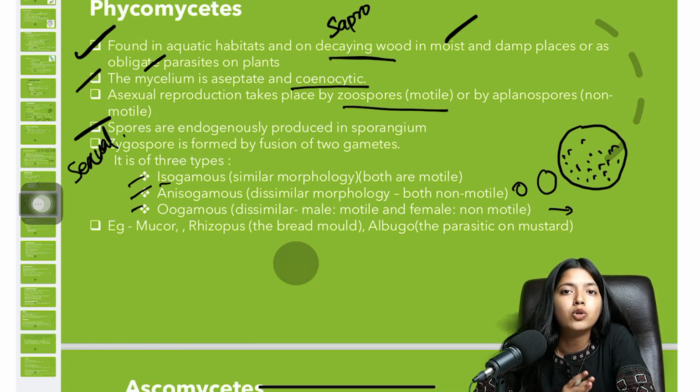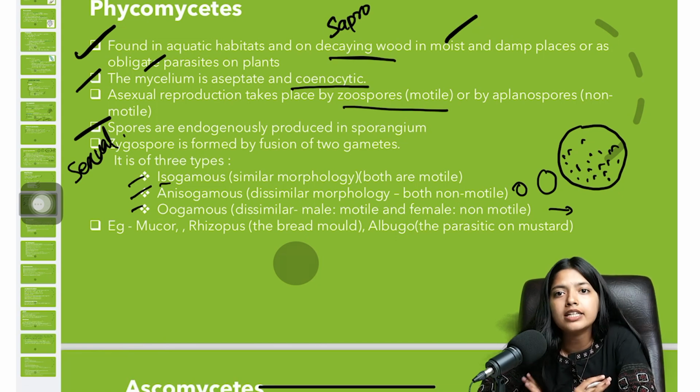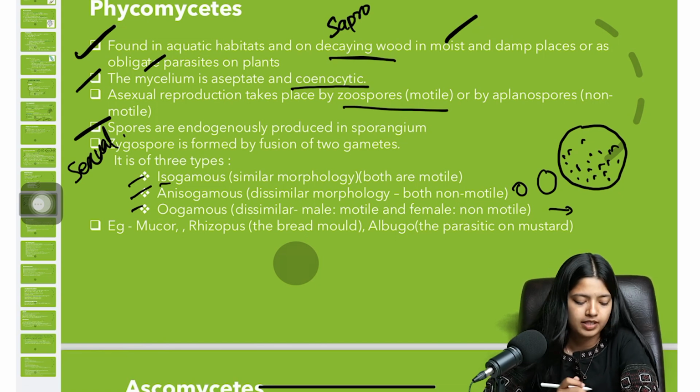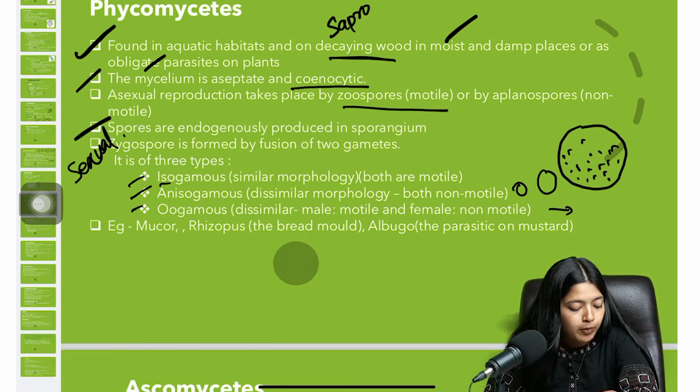So male can do movement or locomotion. They can move from one place to another, but female can't. They are still, or static. Okay, so that's it. And now examples for phycomycetes: Mucor, Rhizopus and Albugo.